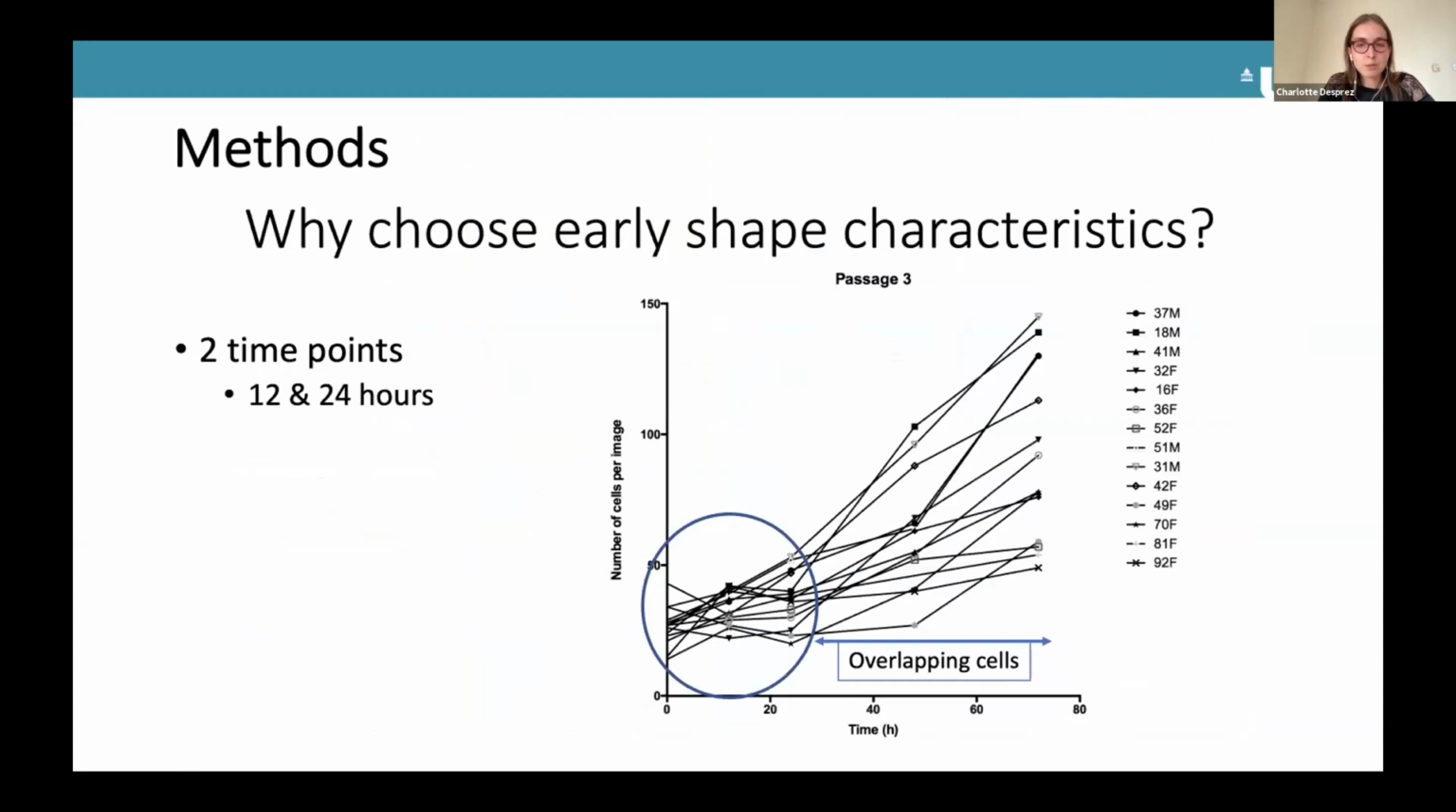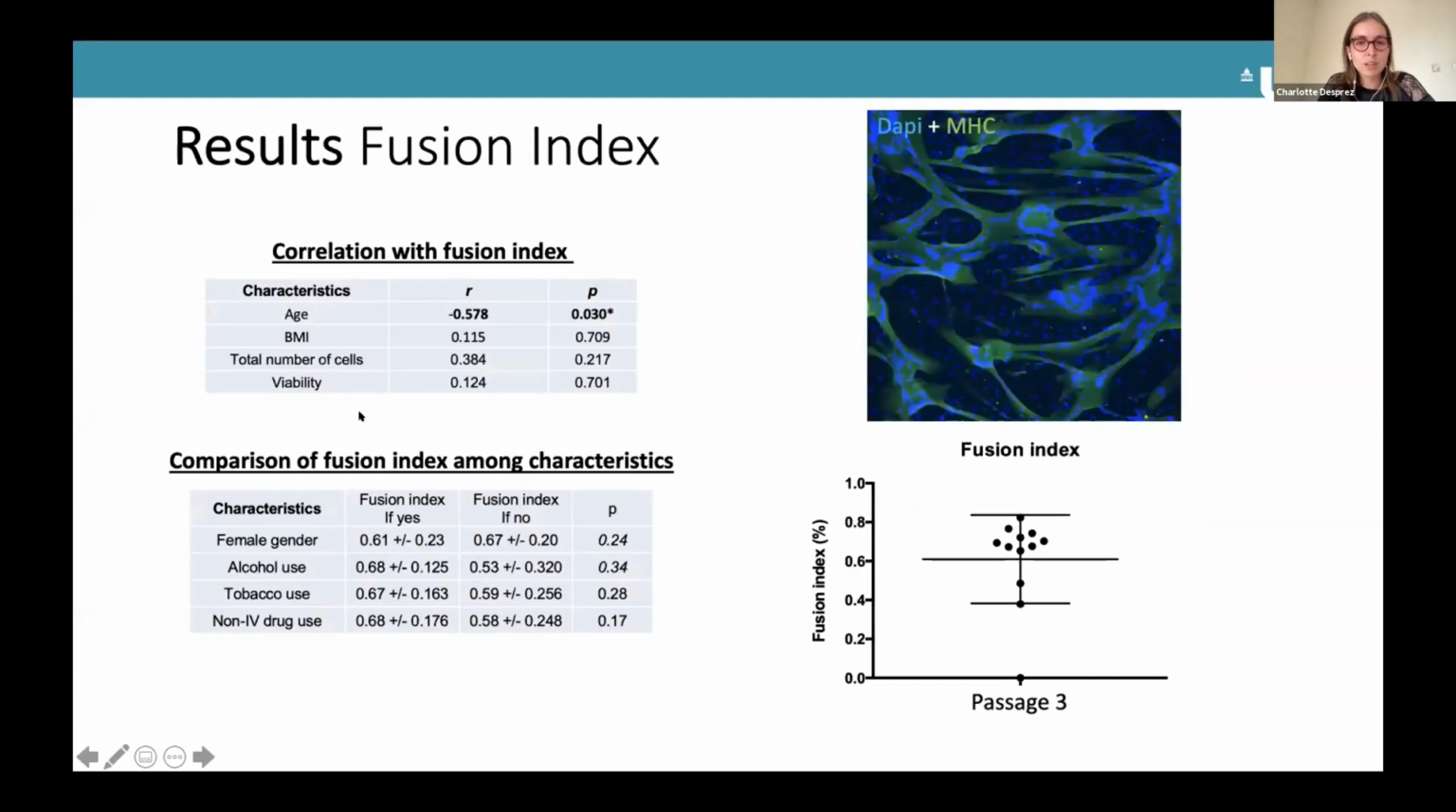And when we had our first results, in fact, we chose to focus on the first 24 hours, because here is the representation of the evolution of the number of objects over time. As the cells are growing and overlapping, the pipeline wasn't really able to identify the cells correctly. So we chose to focus on the first 24 hours, and we decided to have 2 time points, at 12 and 24 hours, to see if there was an association with the fusion index.